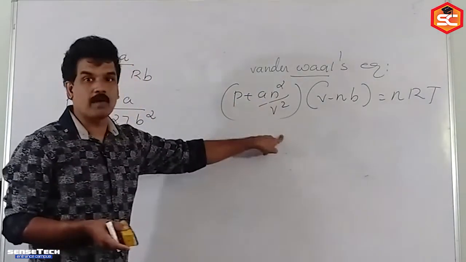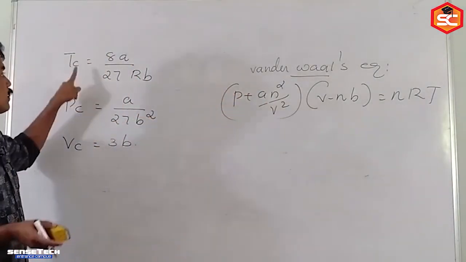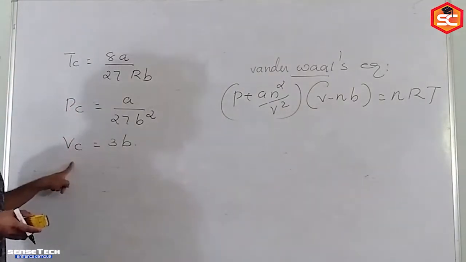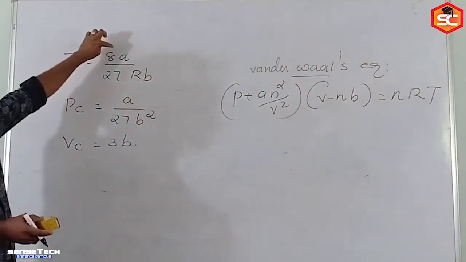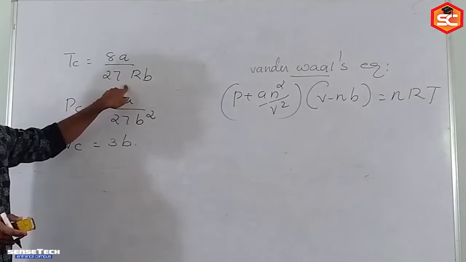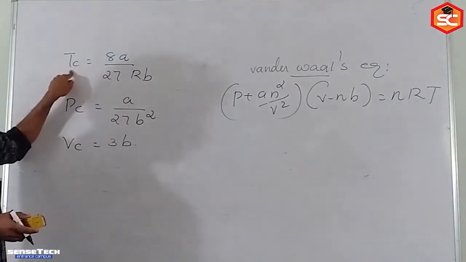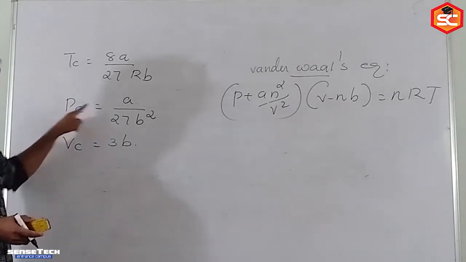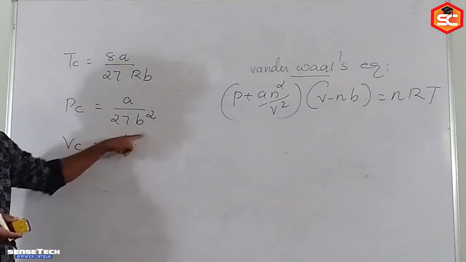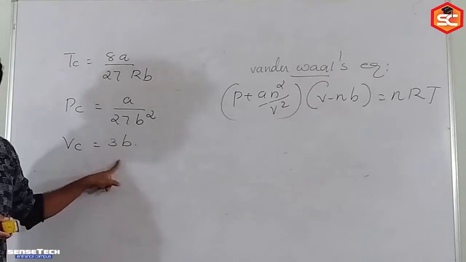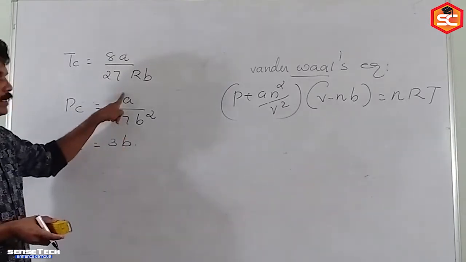Then the van der Waals constants a and b in terms of critical temperature, critical pressure and critical volume. This is the formula: Tc is equal to 8a divided by 27Rb, where a and b are van der Waals constants. Pc, the critical pressure, is a divided by 27 b square. Vc is equal to 3b, where b is the van der Waals constant.